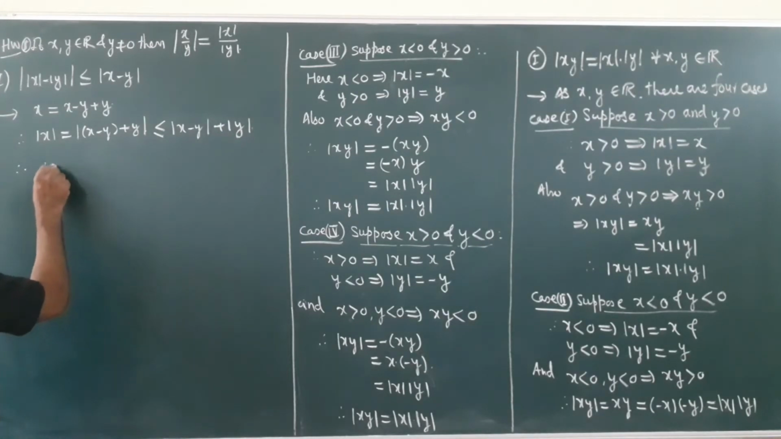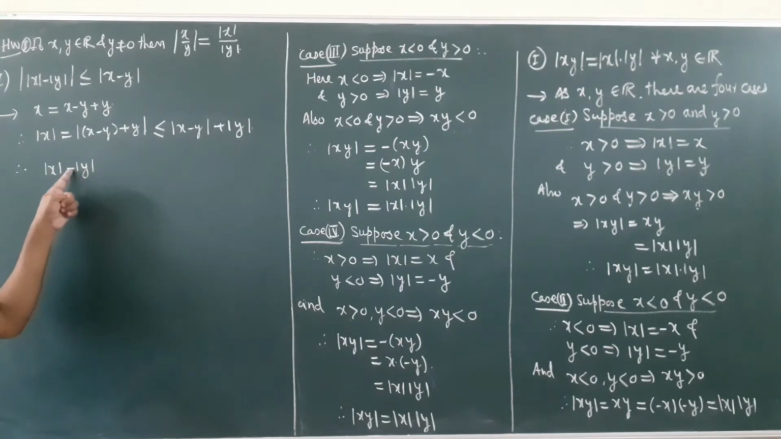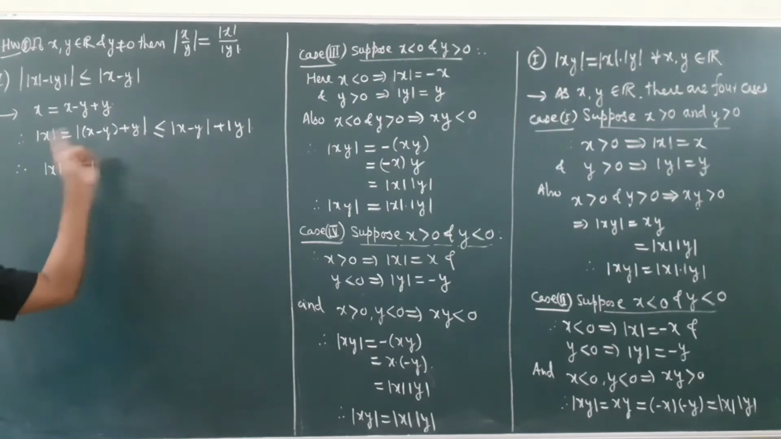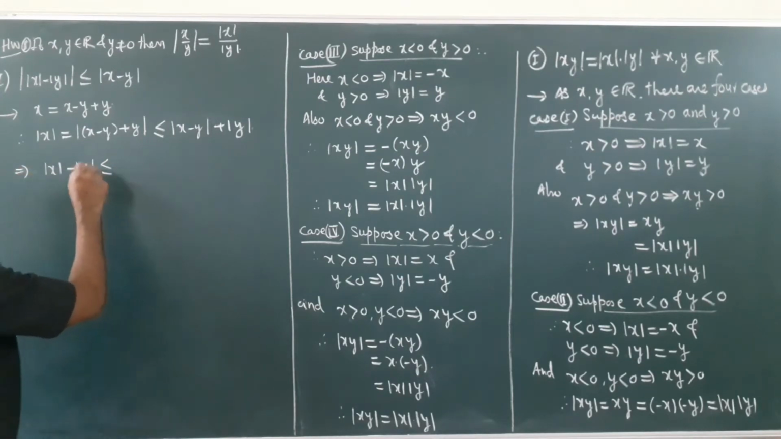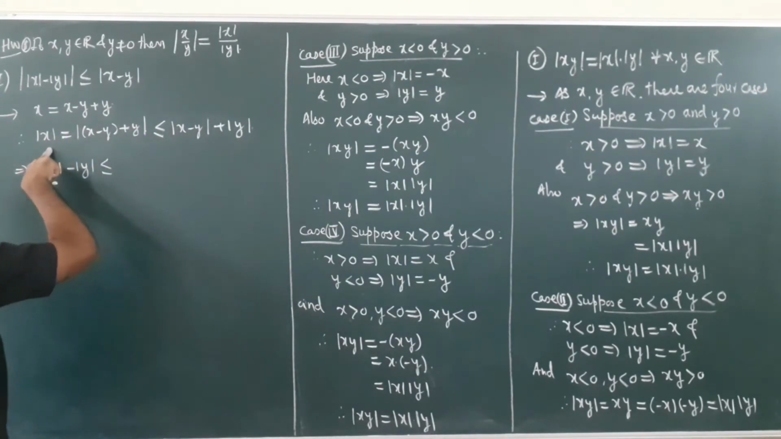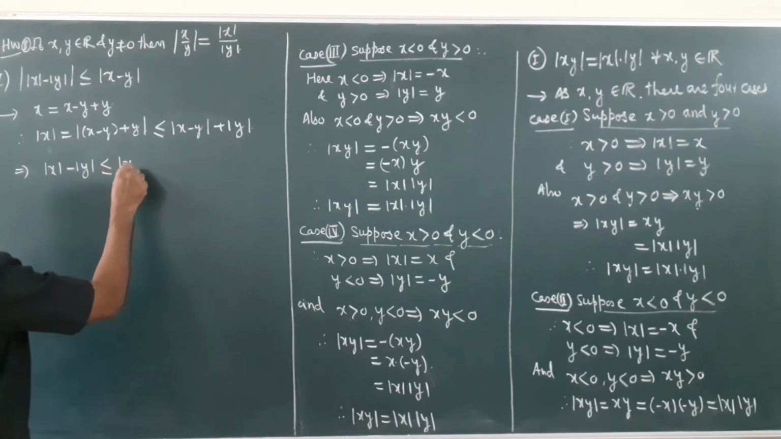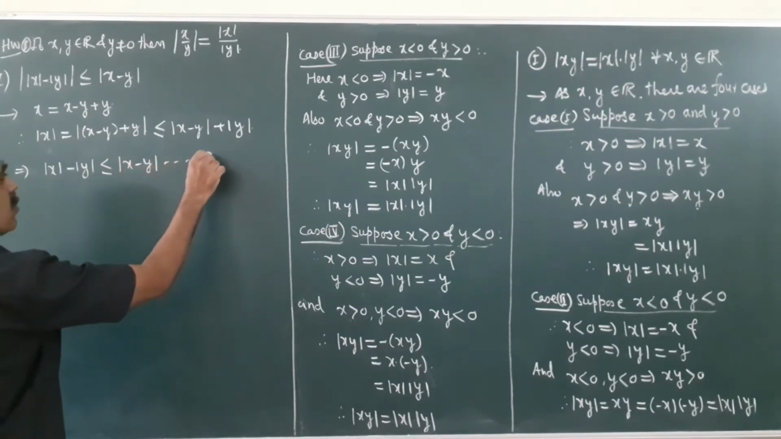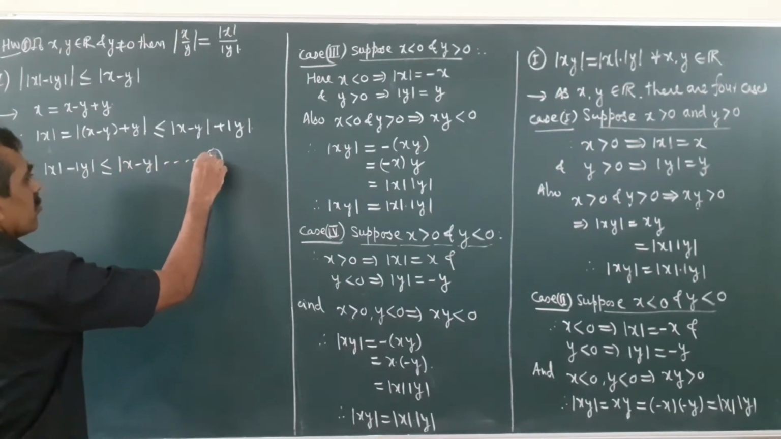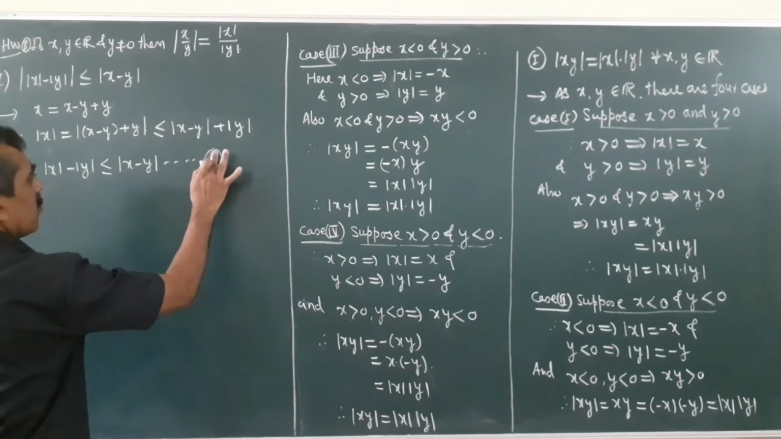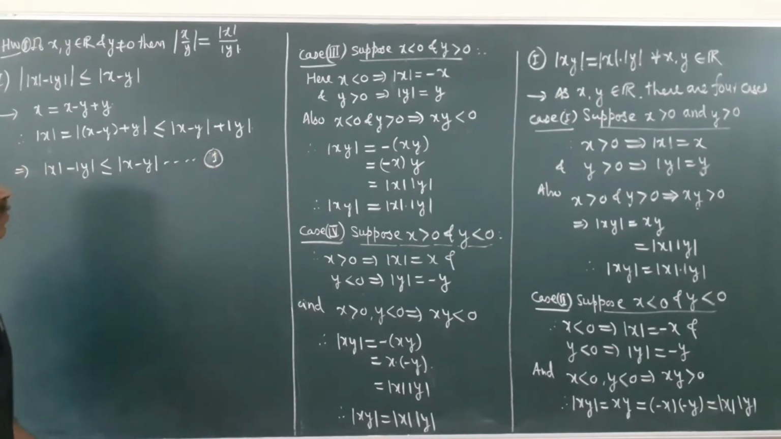So therefore I may write this as mod of x minus mod of y. I will add minus mod of y to both sides. So what I will get is, this implies mod x minus mod y less than or equal to mod of x minus y. Call this inequality number 1.